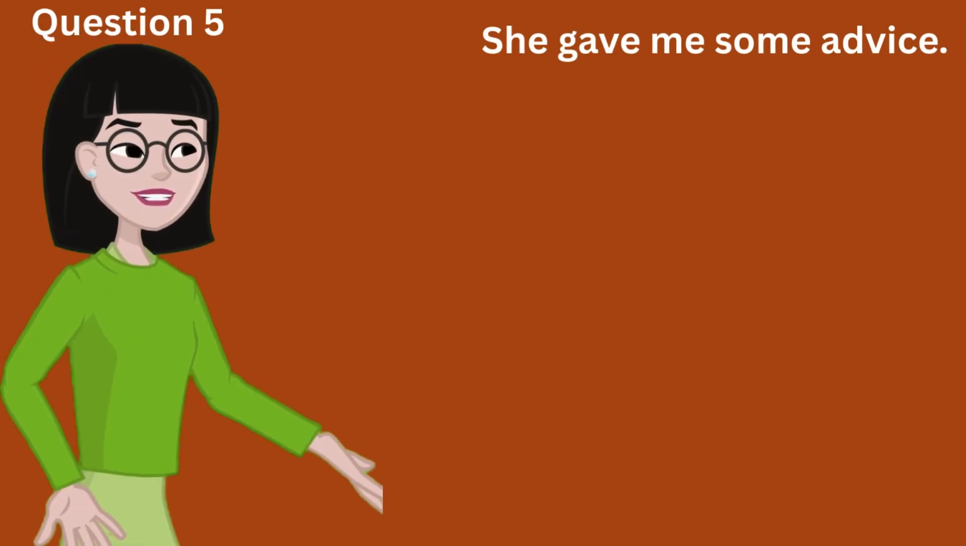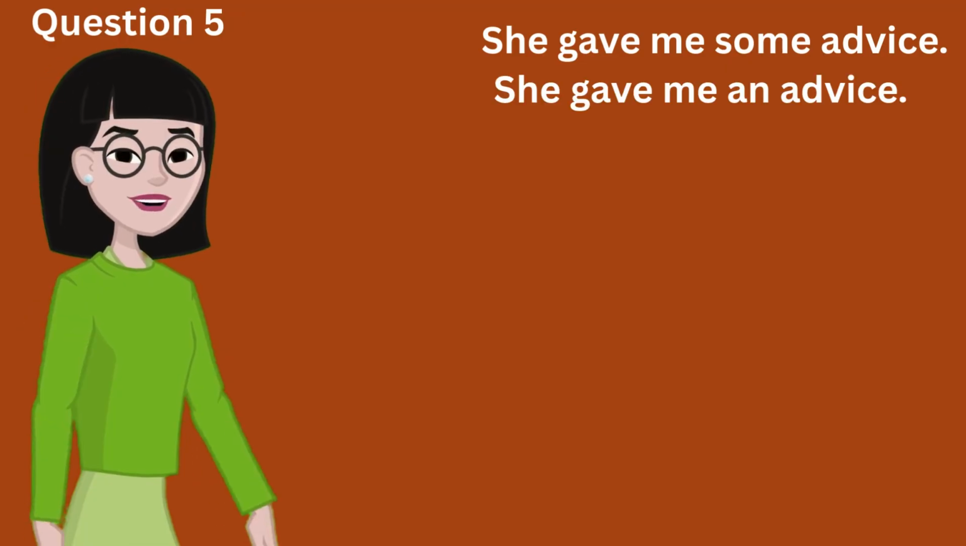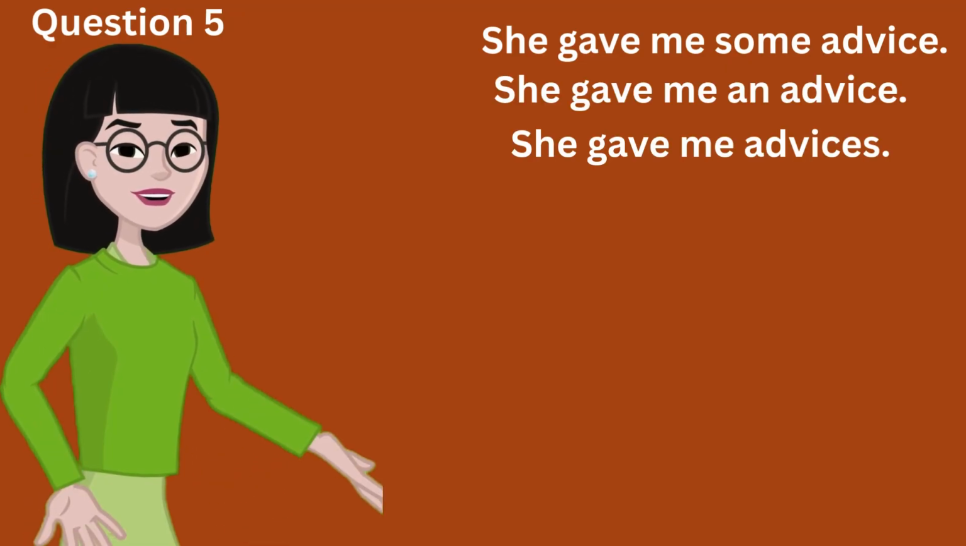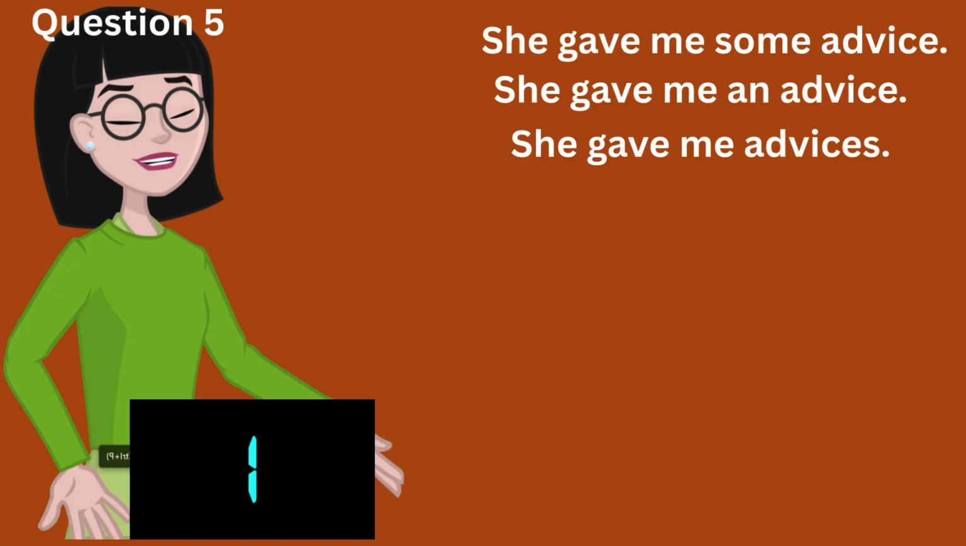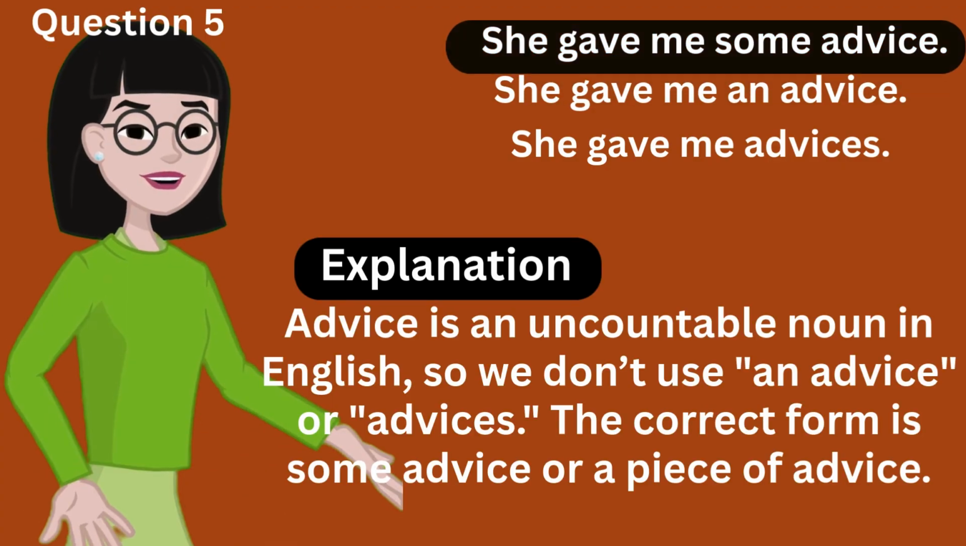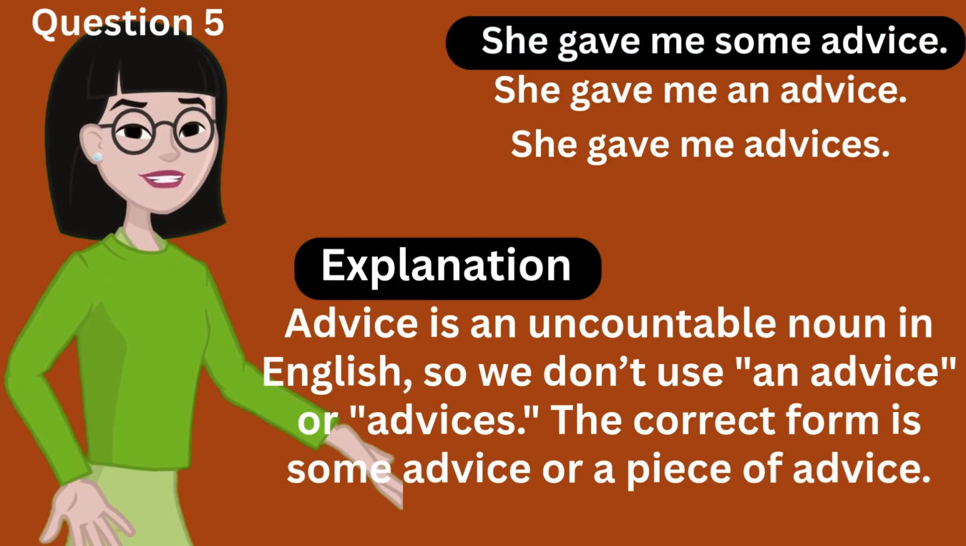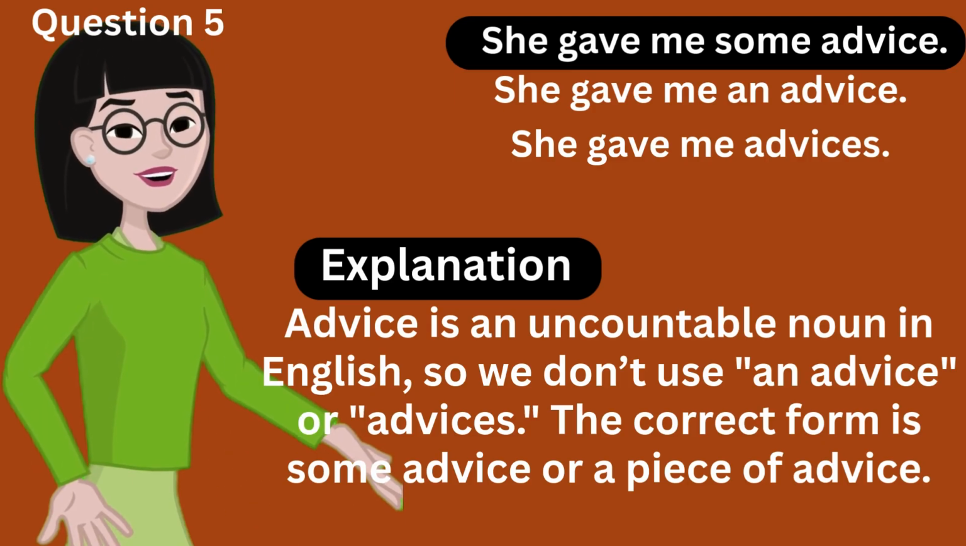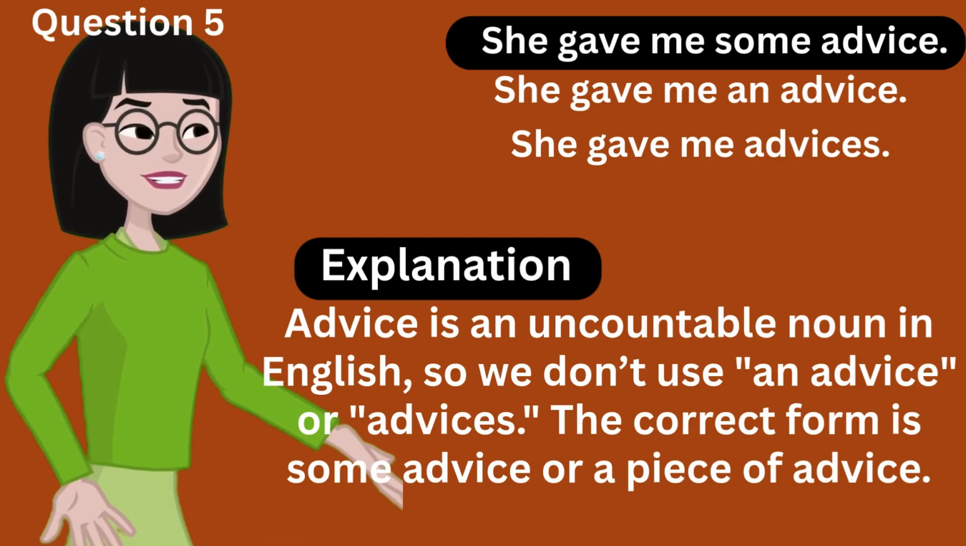Question 5. She gave me some advice. She gave me an advice. She gave me advices. Advice is an uncountable noun in English, so we don't use an advice or advices. The correct form is some advice or a piece of advice.